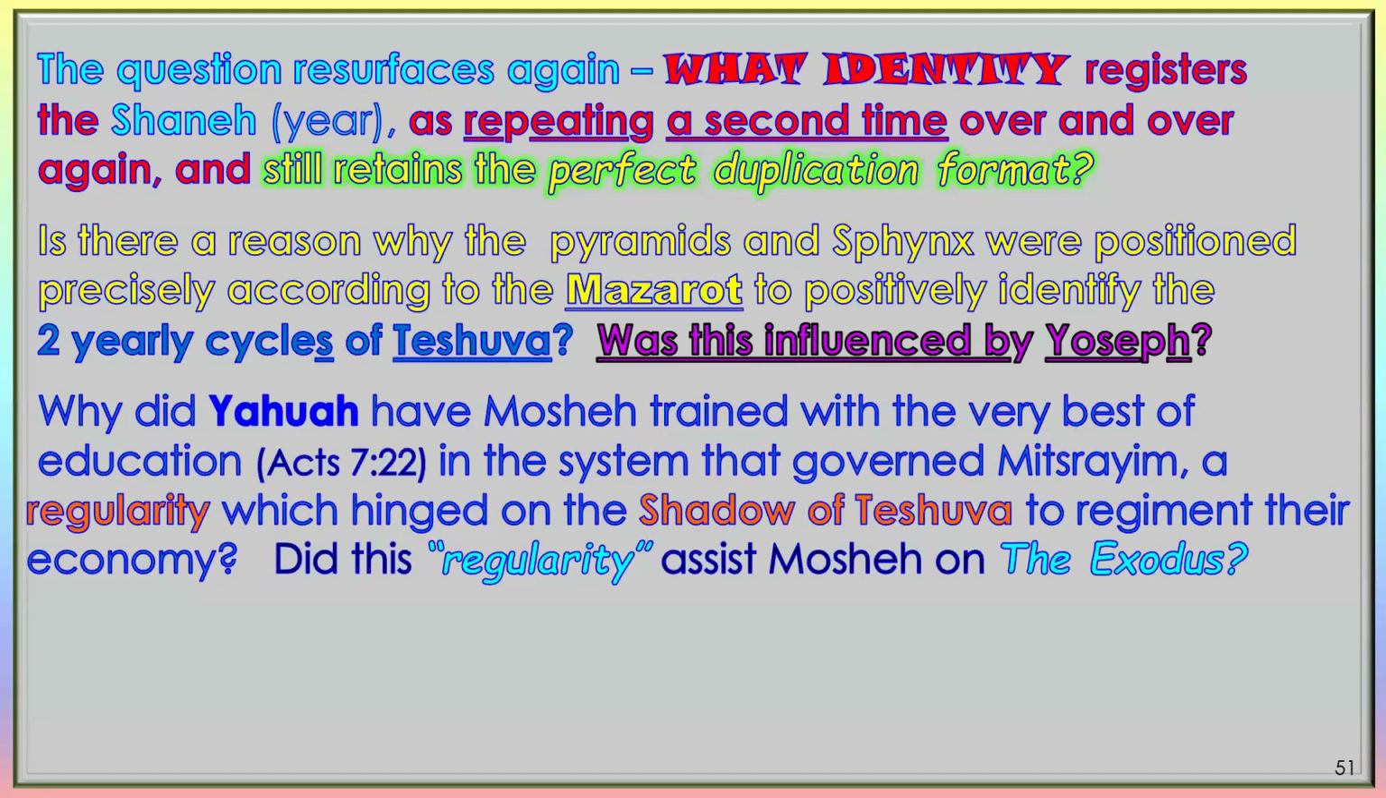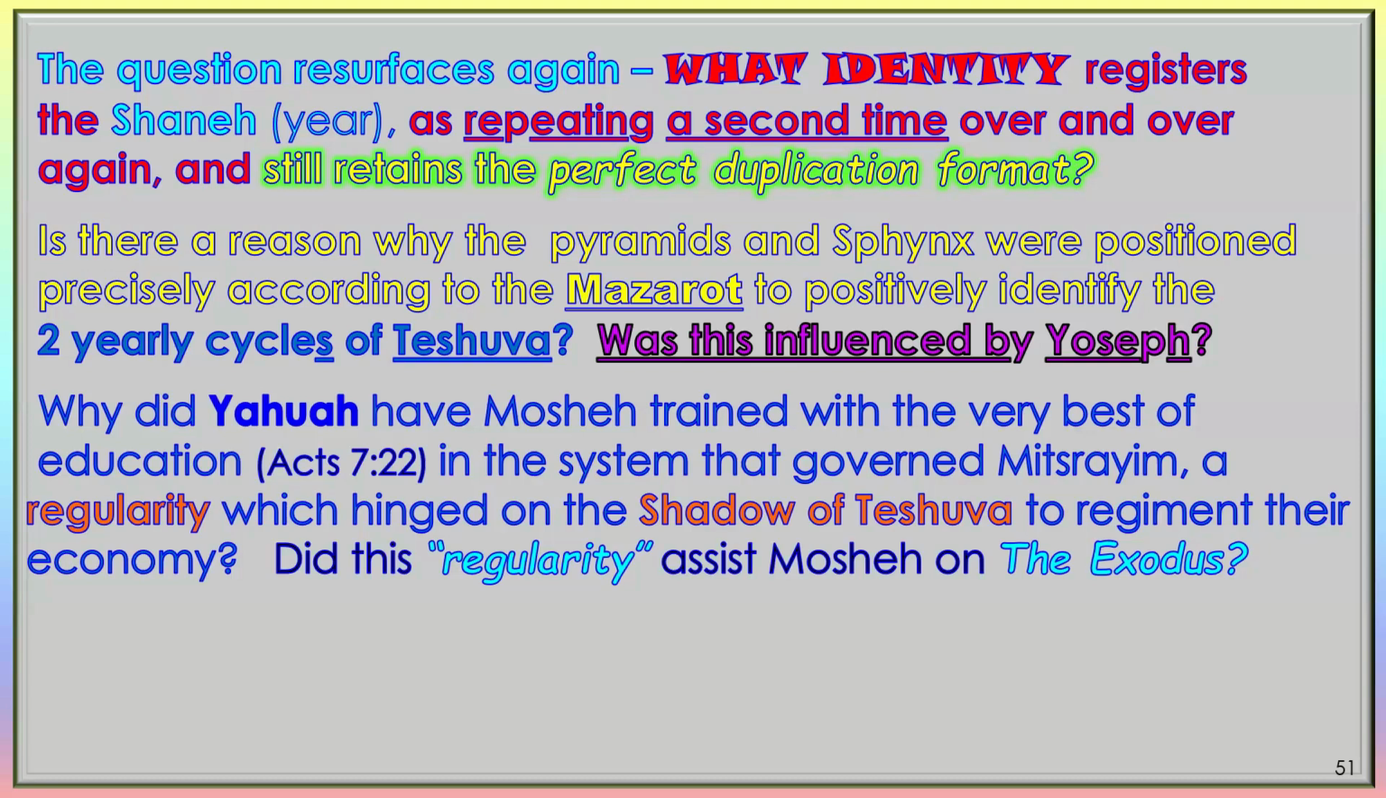Is there a reason why the pyramids and Sphinx were positioned precisely according to the Matzerot to positively identify the 2 yearly cycles of Teshuva? Is it possible this was influenced by Yosef?